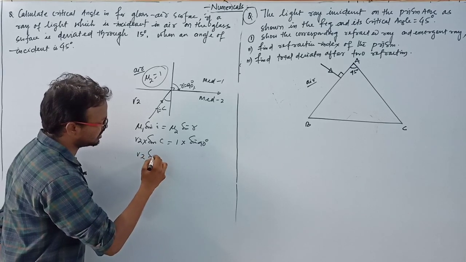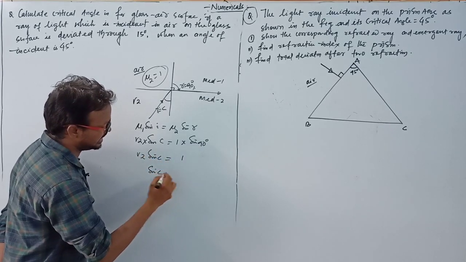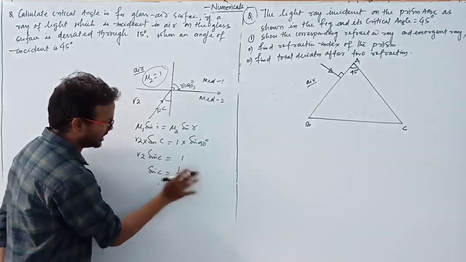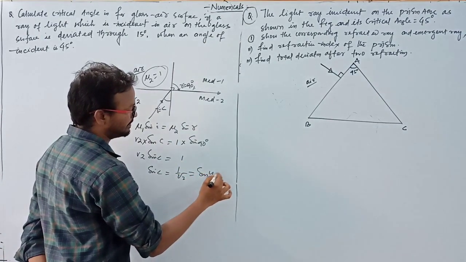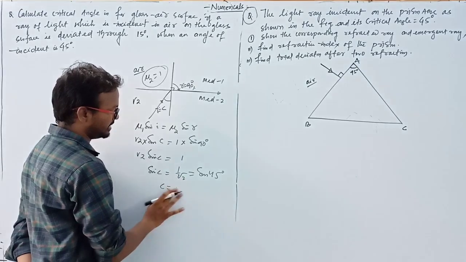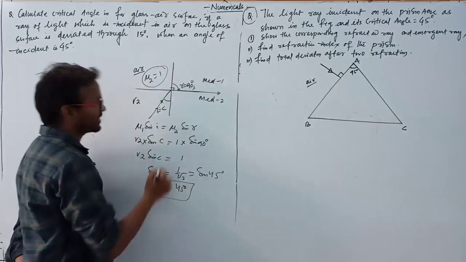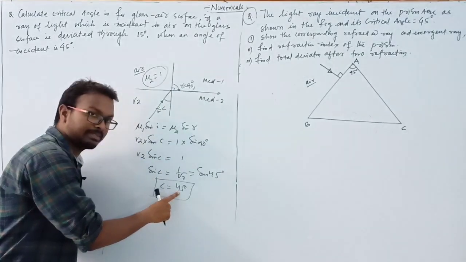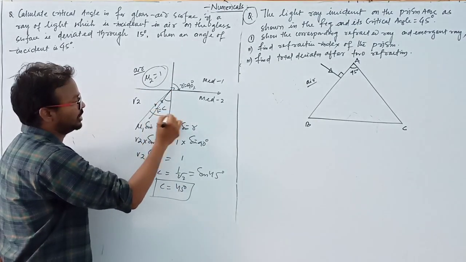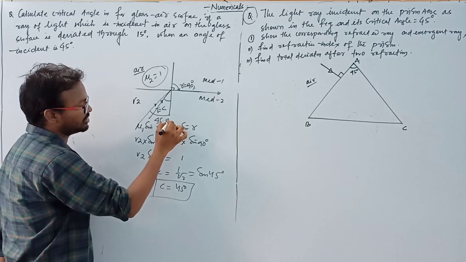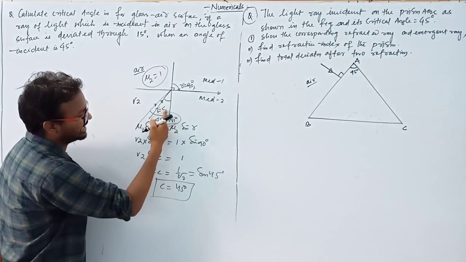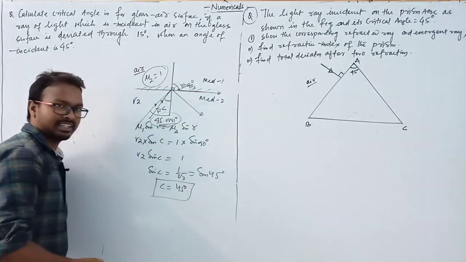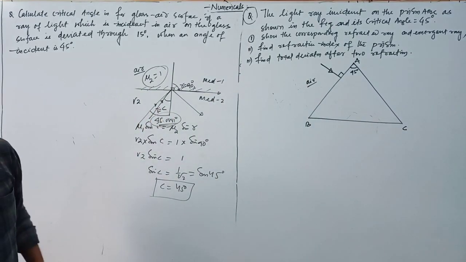So here √2 into sine C equals 1, and sine C equals 1 by √2, and we can write 1 by √2 equal to sine 45 degrees. So C equals 45 degrees. So the critical angle of this interface is 45 degrees. If the angle is just greater than 45 degrees, suppose we incident another ray at 45.00001 degrees, that means just greater than the critical angle, then there is total internal reflection. At that time this surface behaves as a reflecting surface. This is the concept of total internal reflection.